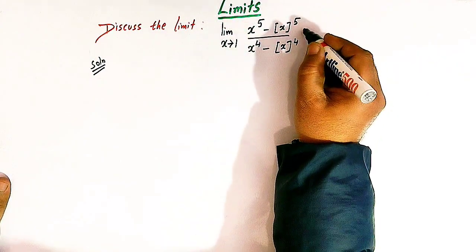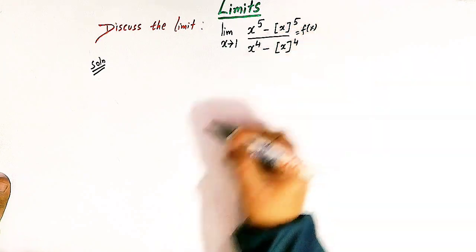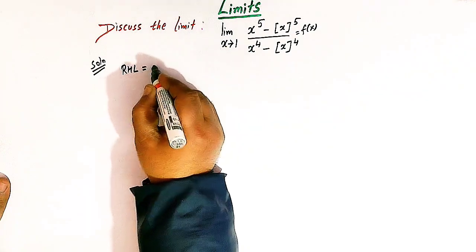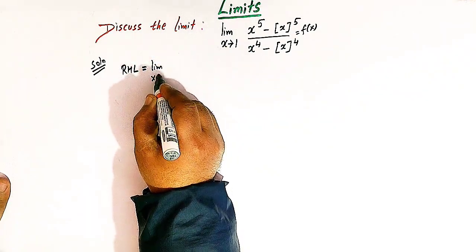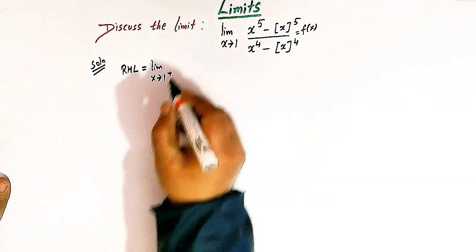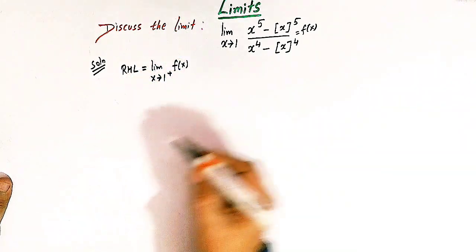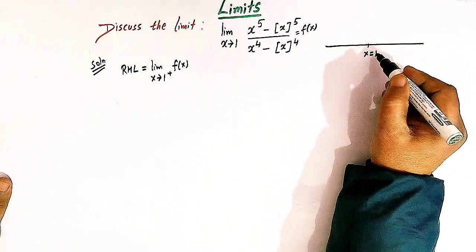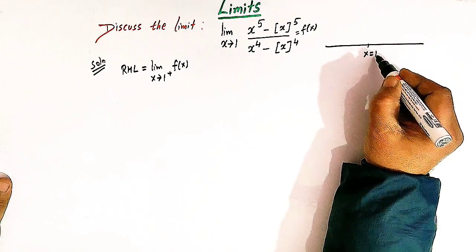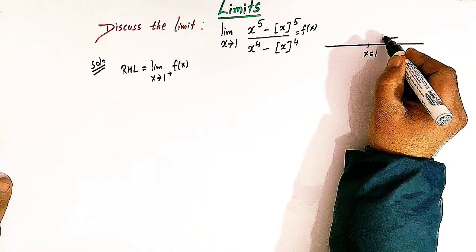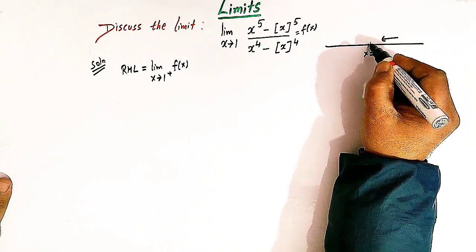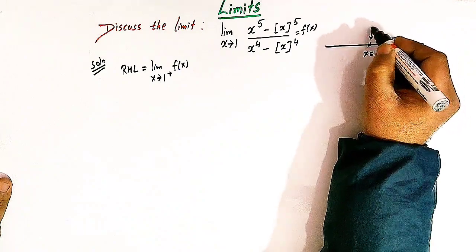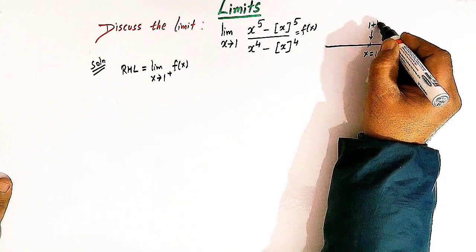So let us take this function as f of x, right? And the notation for right hand limit is the limit x tends to 1, and here we write a positive sign, and here we have f of x. So here we have x is equal to 1, and when we approach from the right of x is equal to 1, then we reach a point which is very close to x is equal to 1, and this point or this neighborhood may be taken as 1 plus h, right?